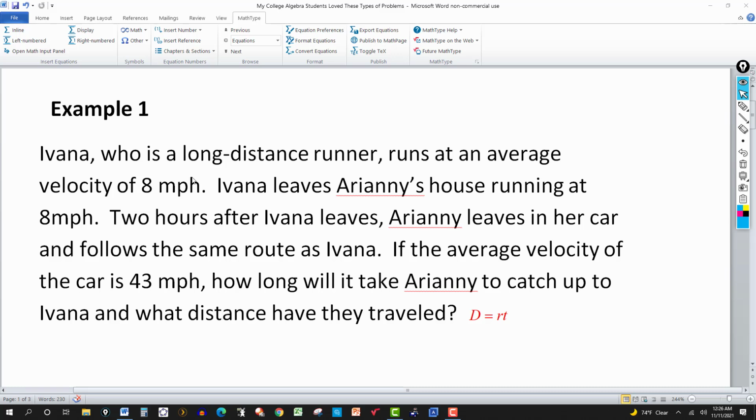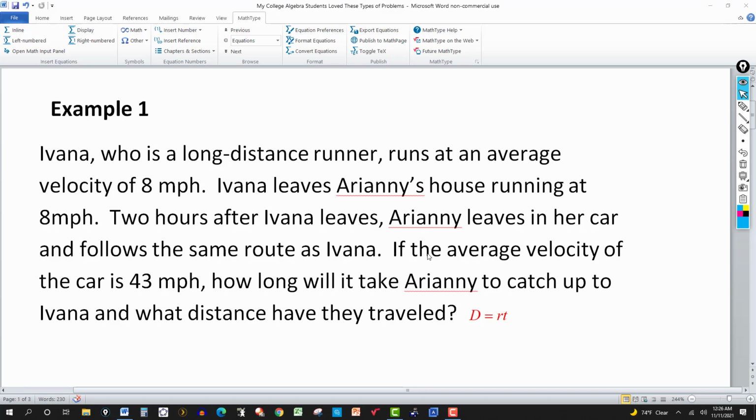We have Ivana. Ivana is a long distance runner. Runs at an average velocity of 8 miles per hour. Ivana leaves Ariane's house running at 8 miles per hour 2 hours after. So that's important, 2 hours after Ivana leaves, Ariane leaves in her car and follows the same route as Ivana. And again, we're assuming that this is kind of instant, constant velocity. If the average velocity of the car is 43 miles per hour, how long will it take Ariane to catch up to Ivana? And what distance have they traveled?